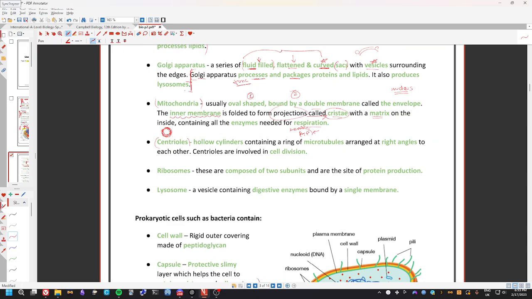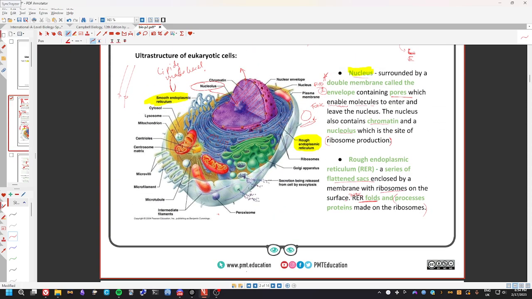And if it's a ring made up of microtubules, then you can imagine that the main thing is going to be a big hollow cylinder or a big hollow tube. So you can think of it as a big hollow cylinder containing a ring of microtubules arranged at right angles to each other. This is kind of hard to visualize even for me, so if we went to the image and looked at a centriole, you can see that we have one on the bottom and one on the top, and these are at a 90-degree angle.